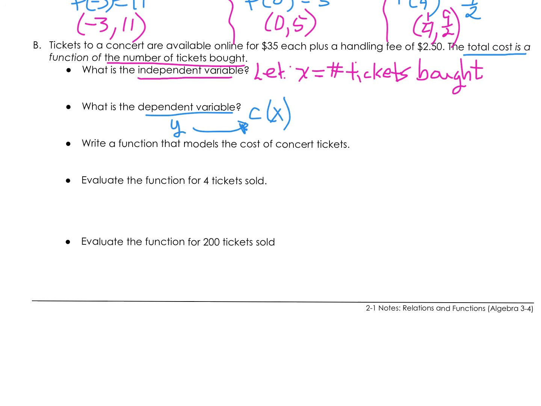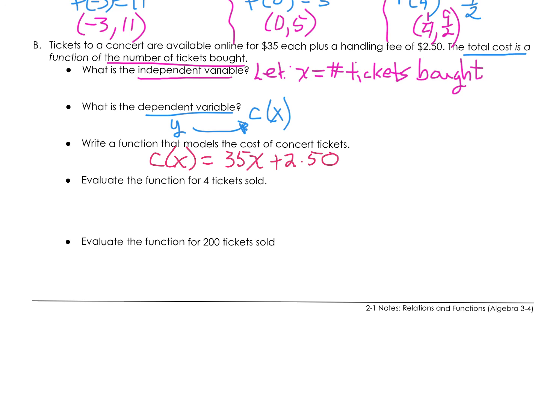So then they want you to write a function that models the cost of the concert tickets. So I would be able to figure out the total cost if I had $35 each. So wouldn't it be x times 35, number of tickets bought, times $35, and then add a handling fee of $2.50. So that looks like, let's see, c of x, our total cost, is equal to $35 times each ticket, so times x, and then plus $2.50. So there is our function notation.